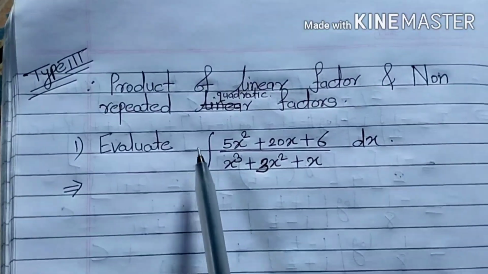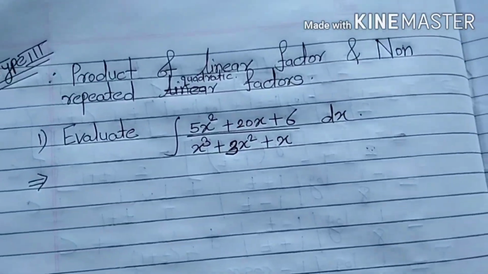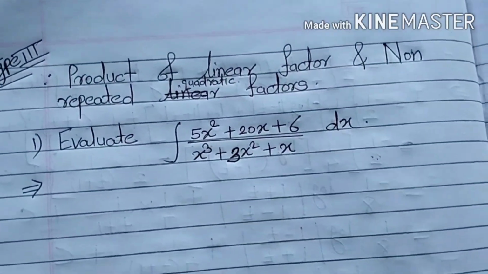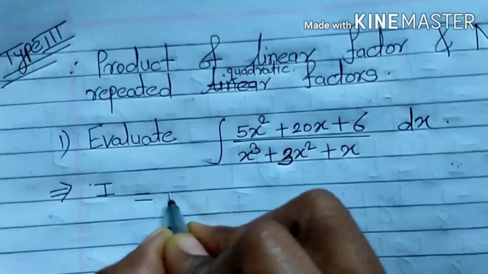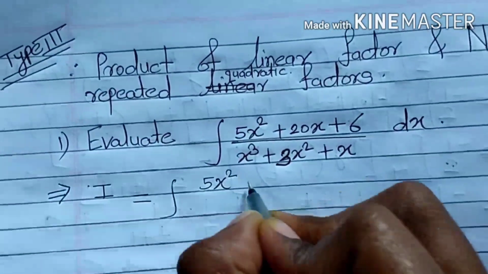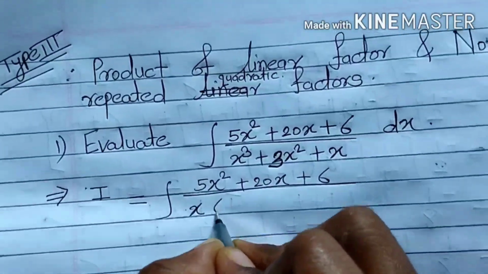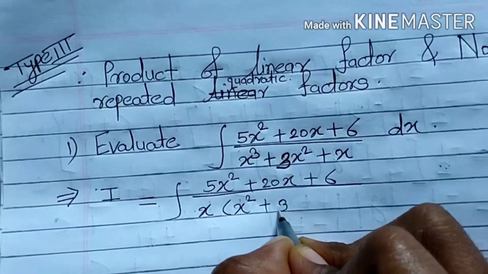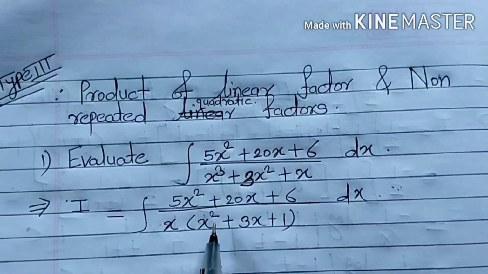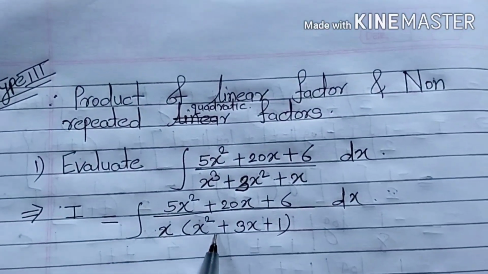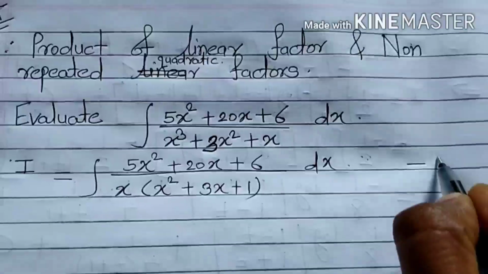Now our next type is third type, product of linear factor and non-repeated quadratic factor. First, I is equal to integration of (5x square plus 20x plus 6) upon x into (x square plus 3x plus 1) dx. Now you can observe that it is a product of linear factor and non-repeated quadratic factor. So give it equation first.